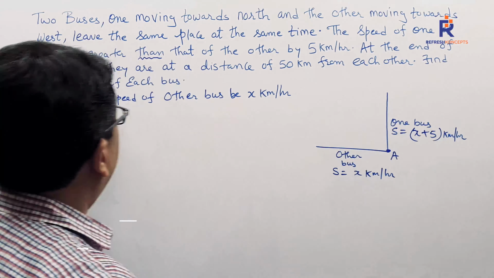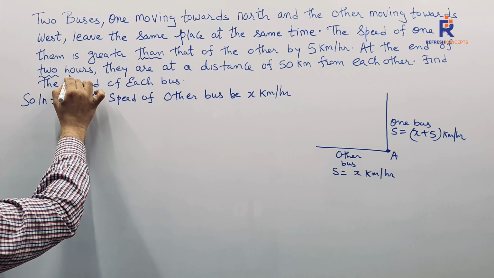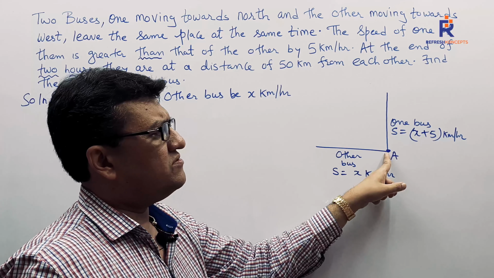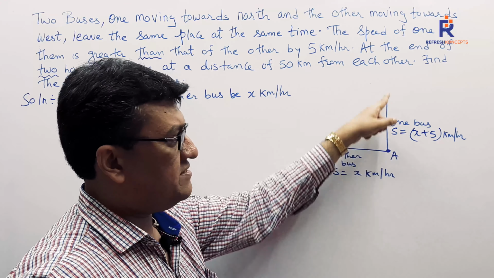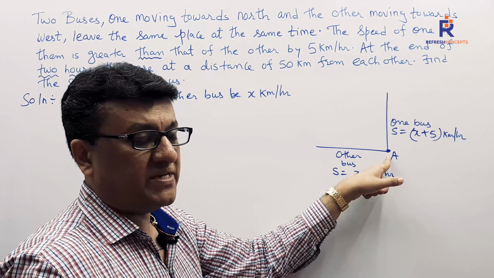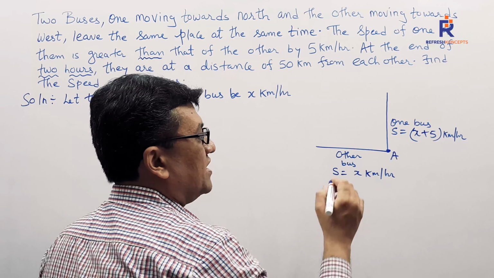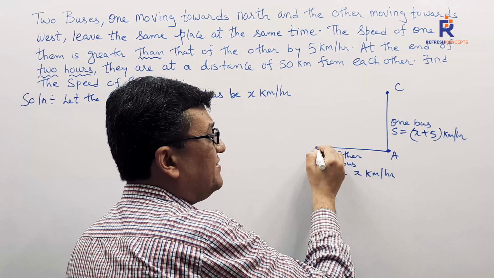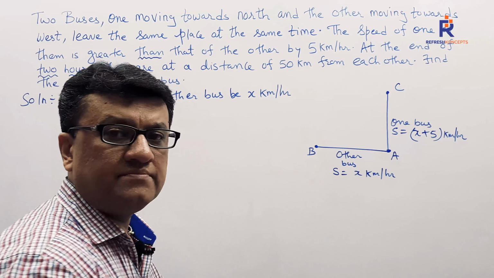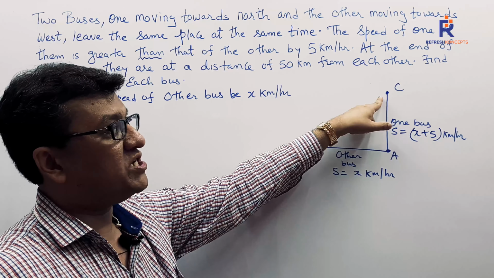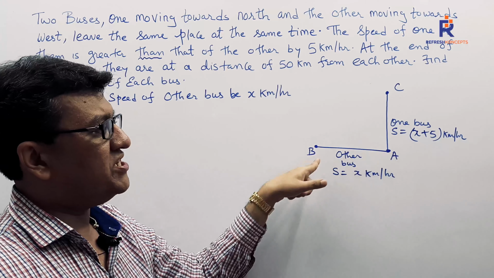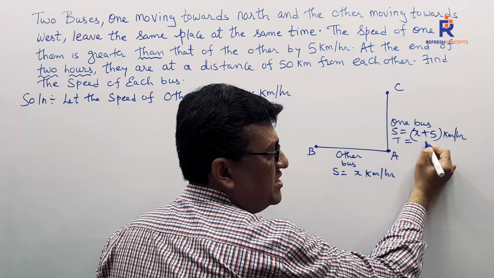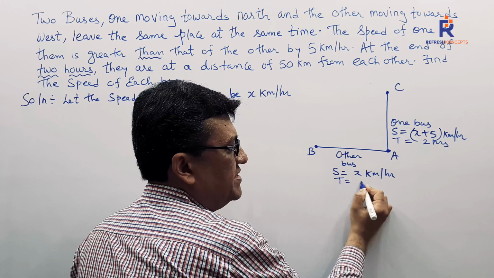At the end of 2 hours, emphasize, at the end of 2 hours. Don't you think that from this particular point the first bus must have traveled some distance? Yes. From this point, the second bus must have traveled some distance due west? Indeed. So let us say at the end of 2 hours, the bus heading in the north direction reaches point C, and the bus heading in the west direction reaches point B. Let me jot down that also. The time is 2 hours.